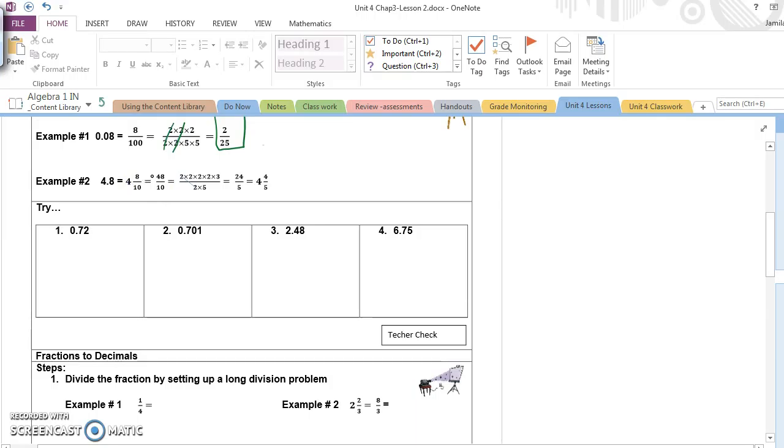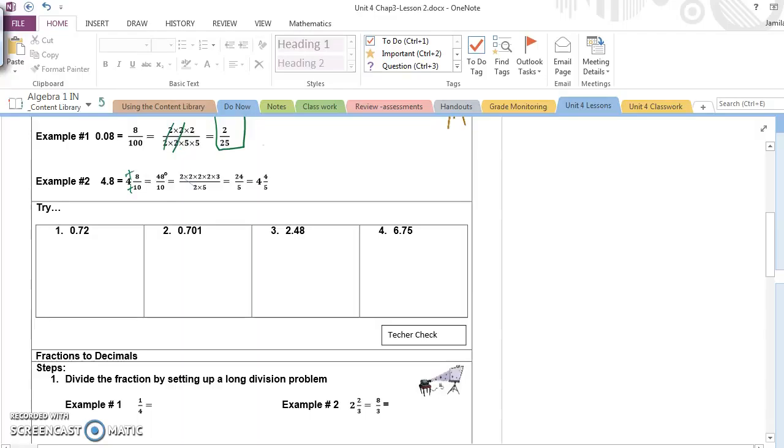Now in order to reduce, we need to convert our mixed number into an improper fraction. So in order to do that, remember we do 10 times 4 plus 8. So 10 times 4 is 40 plus 8 is 48 on top. And we keep the denominator the same, over 10.